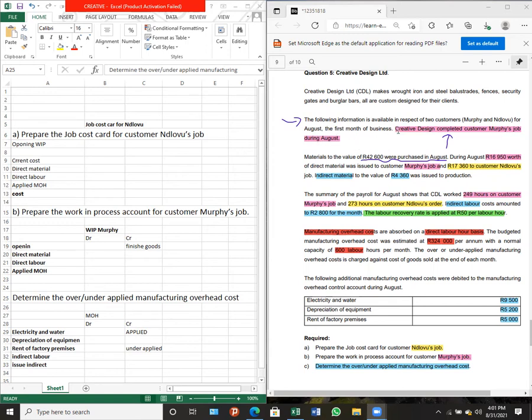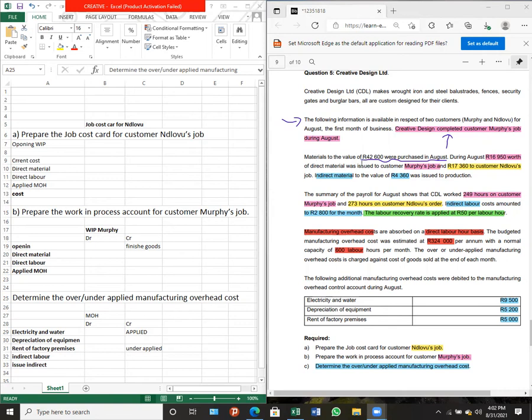Please, when you read the scenario, if they say that as a company or as an entity we have completed the job of a customer, this is going to affect your work in progress. Sometimes they can say we have not completed the job of a customer. This is going to affect your T account, your work in progress. Remind me, guys, and then I will explain how.